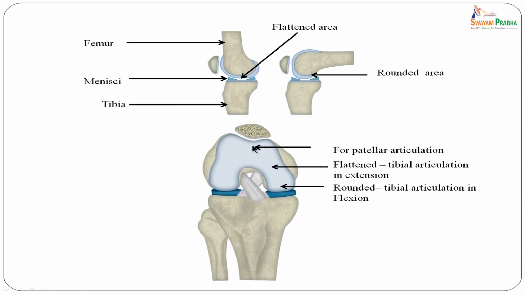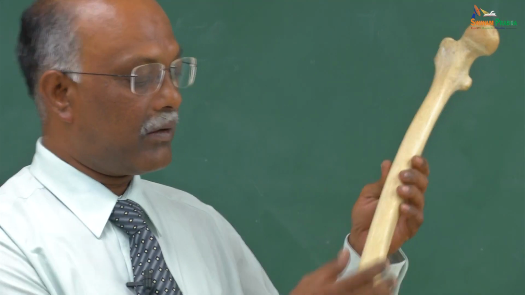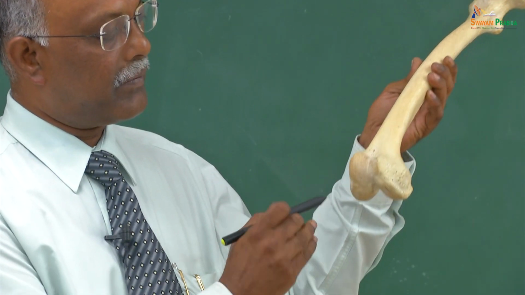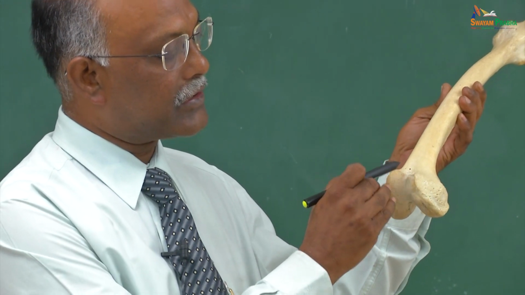This is the articular surface at the lower end of the femur. The anterior part shows a flattened area for the patellar articulation. The central part again shows a flattened area for tibial articulation in extension, and the posterior part shows a rounded area for tibial articulation in flexion. So let us now have a look at the lower end of the femur and see these same structures again. This is the femur and this is the lower end of the femur. You can watch this. This is the articular surface.